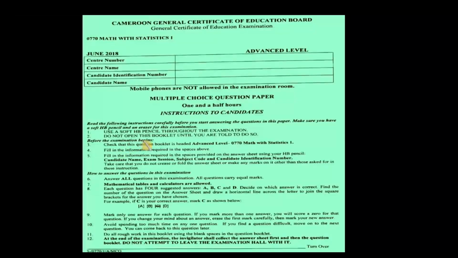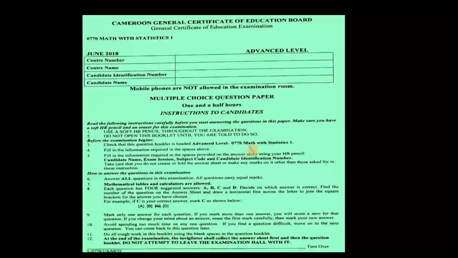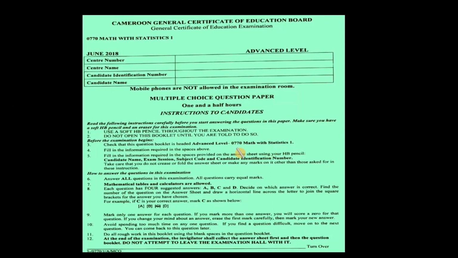Before the examination begins, check that this question booklet is headed Advanced Level 0770 Maths with Statistics 1. This is the same for Maths with Mechanics 1. Fill in the information required in the spaces above. That is the candidate's name, exam session, subject code, and candidate identification number.